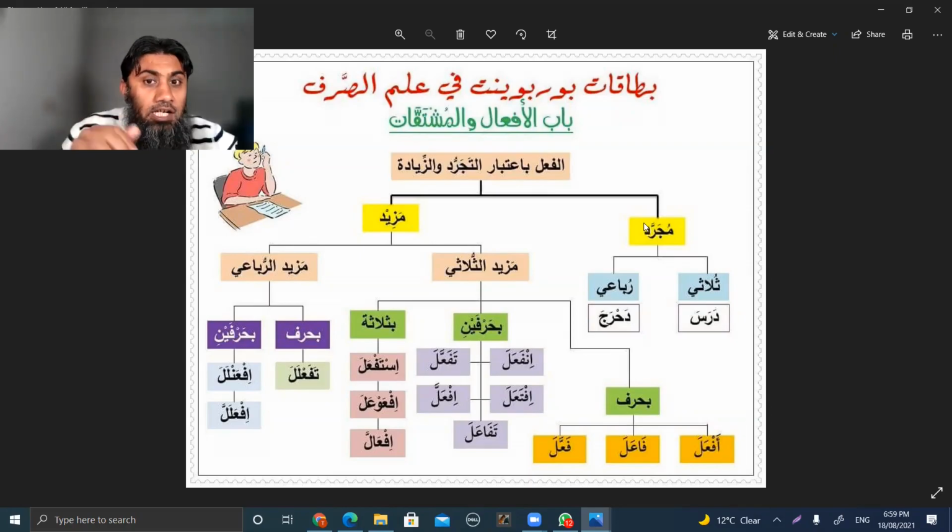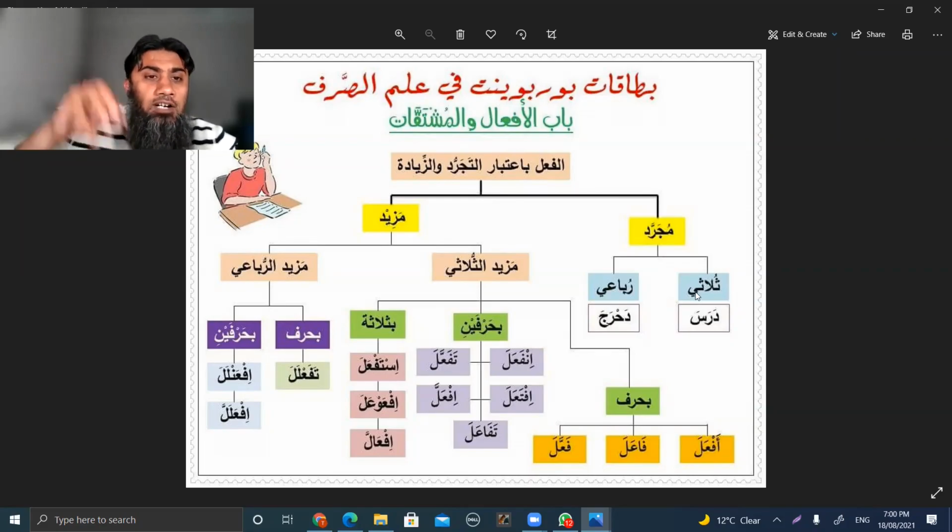Please pay attention. Now the discussion is about the fi'l. The previous chart was a discussion about the ism, and now the discussion is about the fi'l. So keep this in your mind. So fi'l has two types, mujarrad and mazid. Mujarrad means the absolute. Inshallah, we'll see what that means. And then mazid means additional. Mujarrad has two further types.